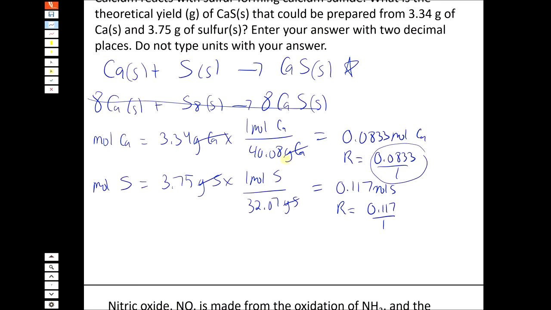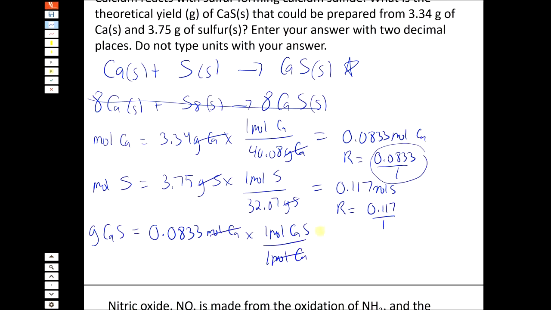So what we're looking for here is the theoretical yield in grams of calcium sulfide. So we're looking for the grams of calcium sulfide that can form. And we're going to start with the limiting reactant. We already calculated moles of calcium, so let's just start with that number because it saves us a step. But you could have also started back at the beginning with mass of calcium. So we have 0.0833 moles of calcium. And then from the balanced equation, it's a 1-to-1-to-1 reaction. So 1 mole of our product forms for every 1 mole of calcium that reacts.